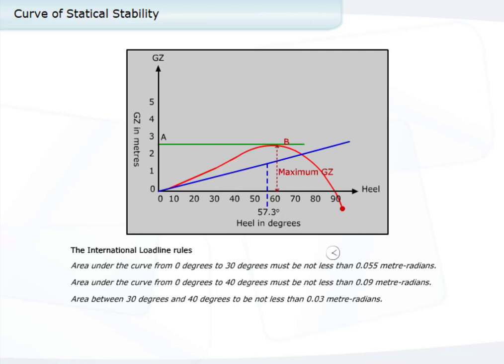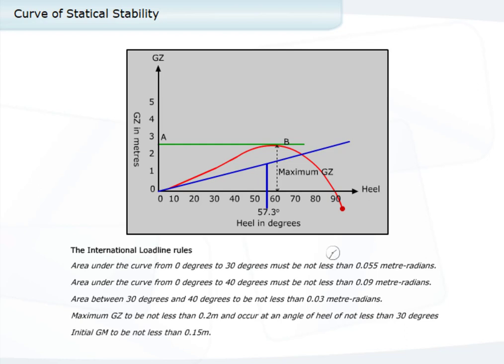Maximum GZ to be not less than 0.2 meters and occur at an angle of heel of not less than 30 degrees. Initial GM to be not less than 0.15 meters. Note: if the angle at which water enters the hull is less than 40 degrees, then that angle is to be used instead of 40 degrees as specified above.